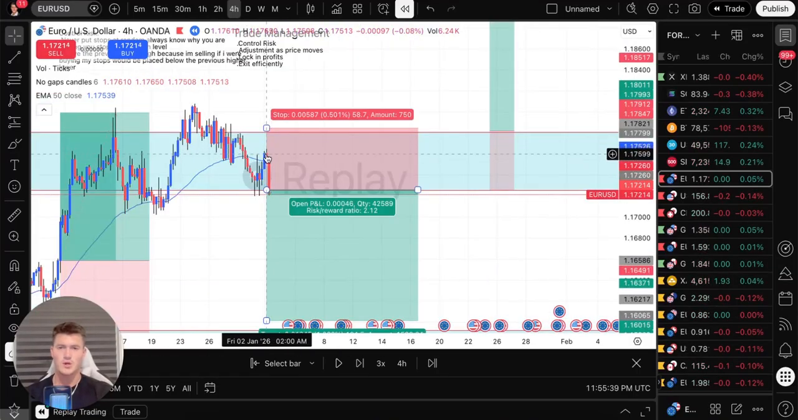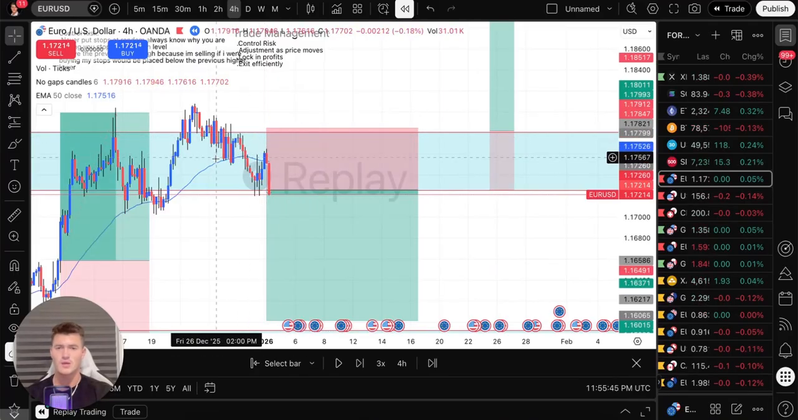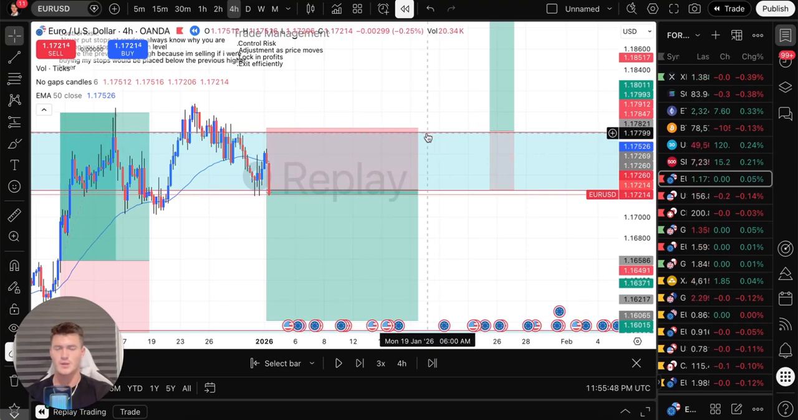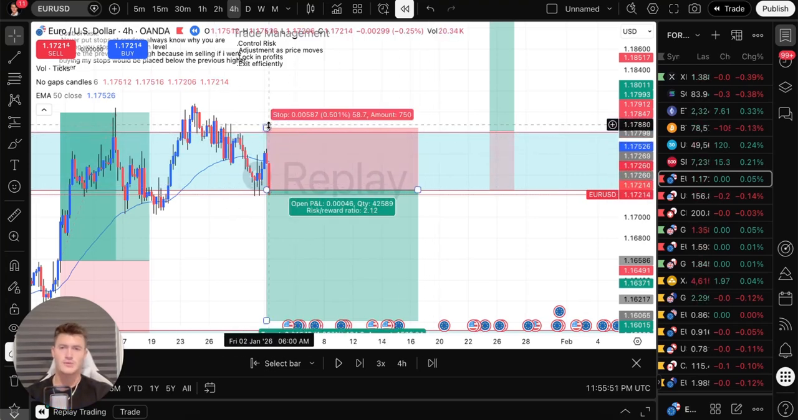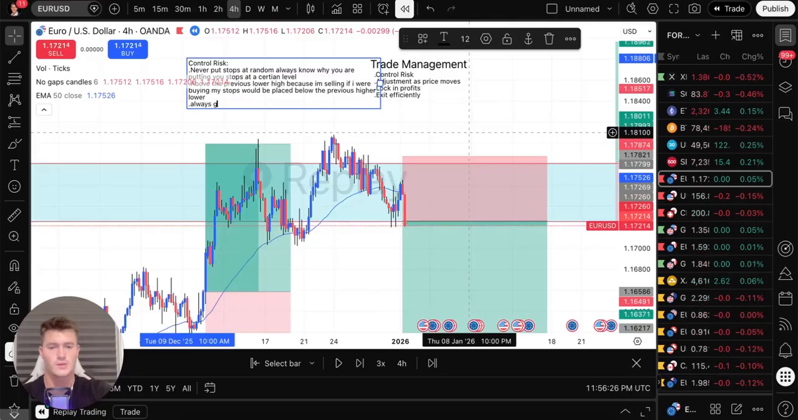And same thing over here, we've got our previous lower high, which is going to be right here. And I went ahead and just put it above my entire daily area of interest right here. And always give the trade plenty of room to move, just in case the trade is not ready.